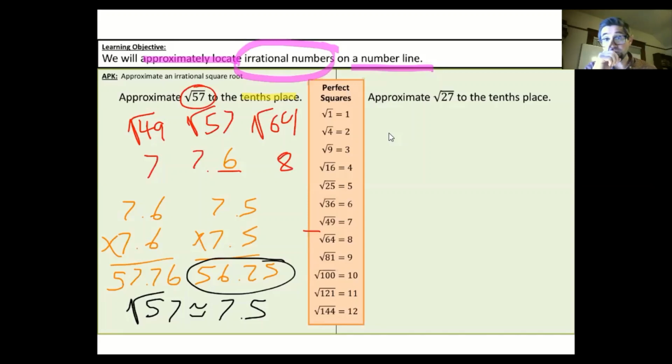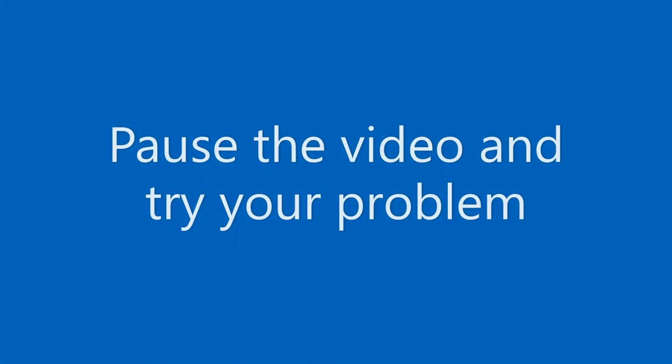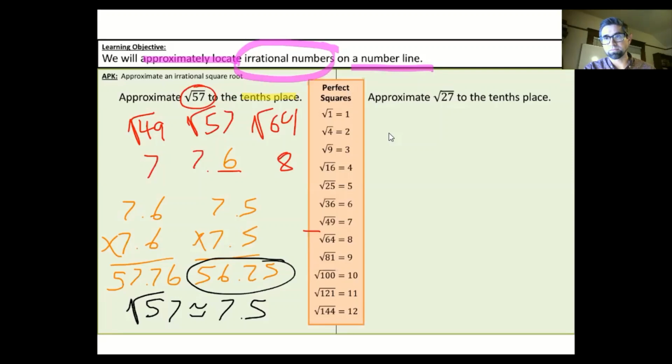All right, now at this point, you should try to do your problem and approximate the square root of 27 to the tenth place. I'll give you a moment. All right, welcome back. Hopefully you tried it and found out that the square root of 27 is approximately equal to 5.2. Now, if you need more practice on this, you can go back to our last lesson, or Ms. Yamas is going to go through approximating these over again on this skill in this lesson later on. All right, let's move on to the concept.